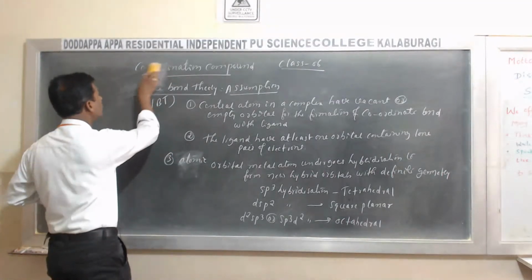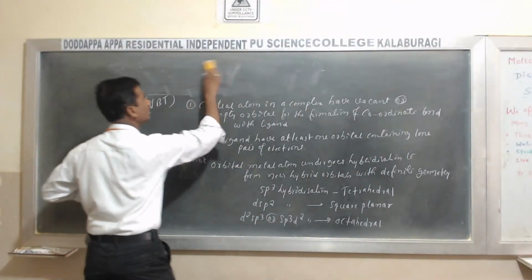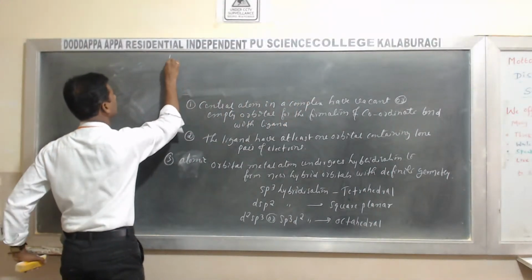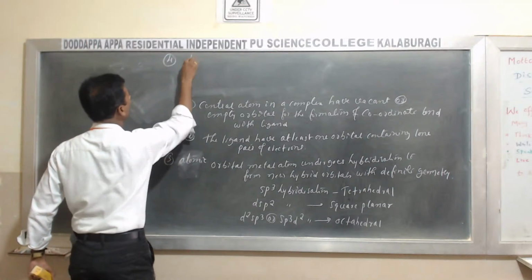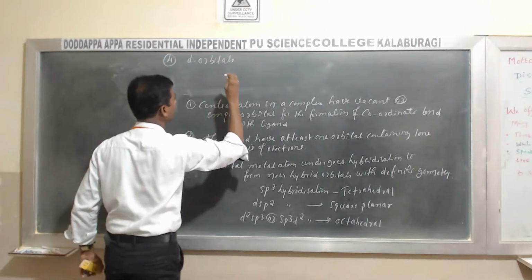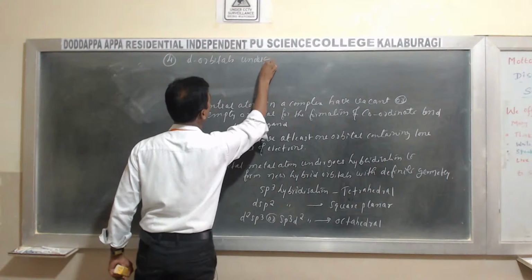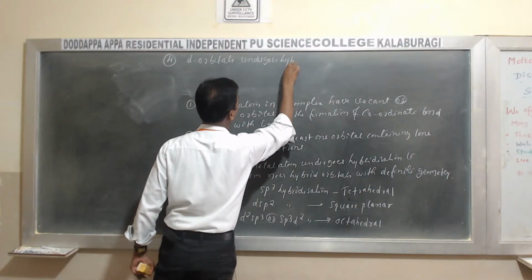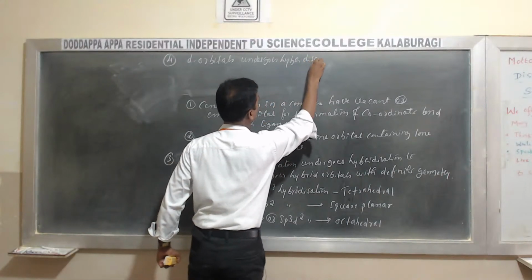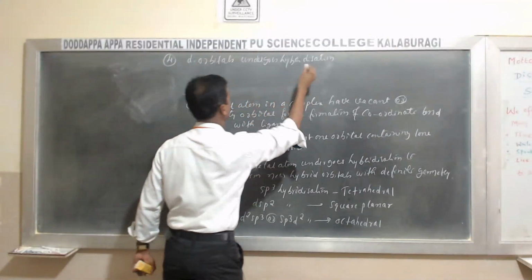Now the fourth assumption. What is this fourth assumption? The d orbitals undergo hybridization. Two types of hybridizations are there.